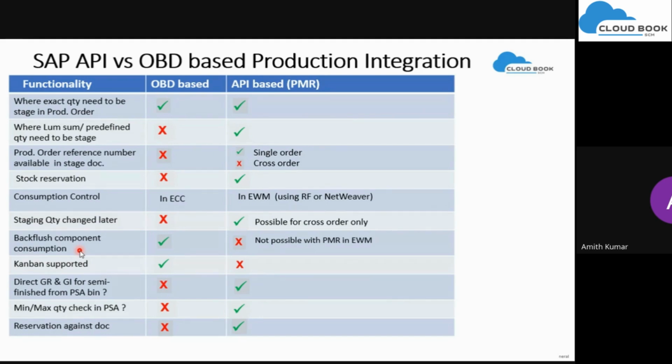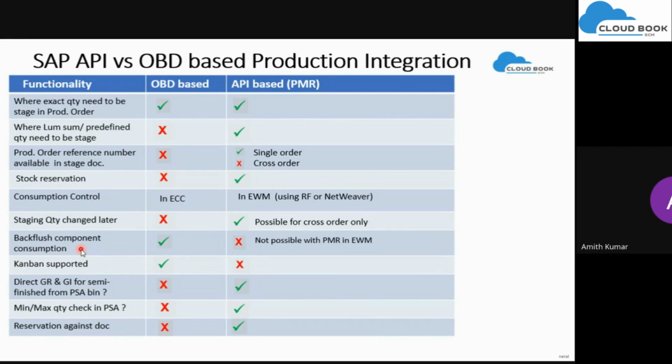For example, let's say a lubricant is there which you are consuming continuously. You will not like to manually go and record that you have consumed 1 liter, 2 liters or something like that, right? Because that will add a lot of effort. So you will want the system to automatically backflush whatever you have consumed.